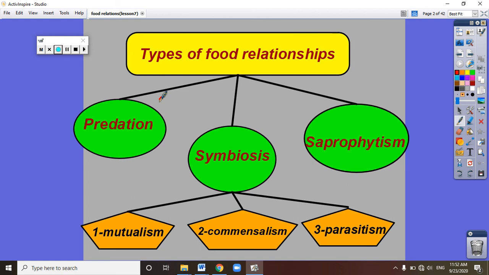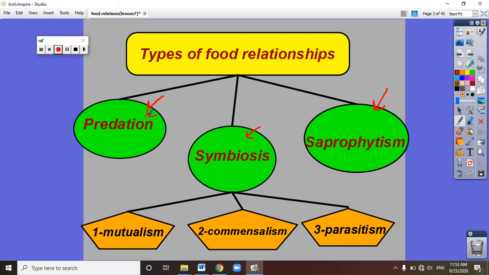Number 1, repeat after me: predation, predation. Number 2, symbiosis, symbiosis. Number 3, saprophytism, saprophytism. So we will take 3 food relationships: predation, symbiosis, and saprophytism.